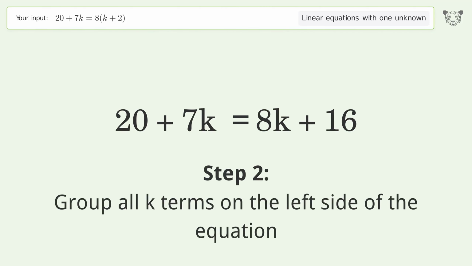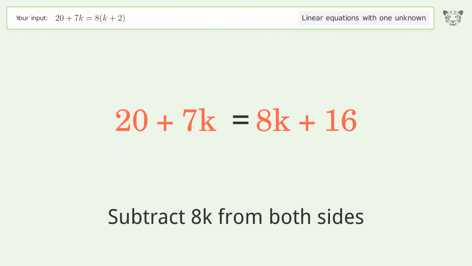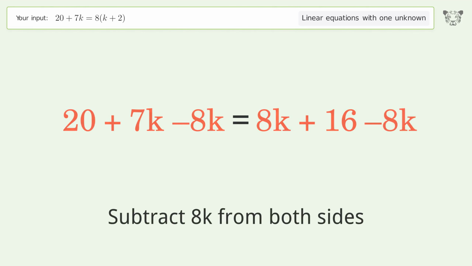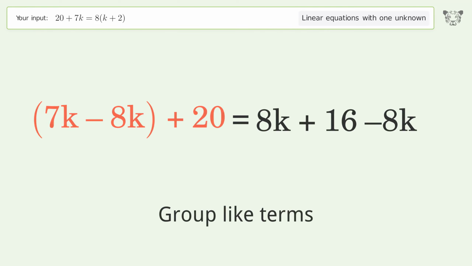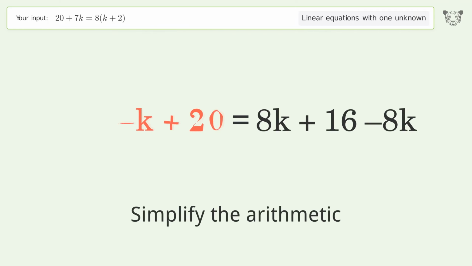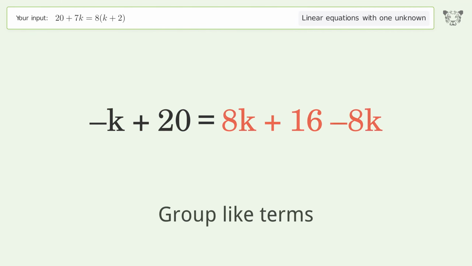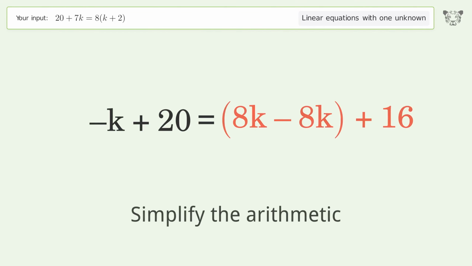Group all k terms on the left side of the equation. Subtract 8k from both sides. Group like terms. Simplify the arithmetic. Group like terms. Simplify the arithmetic.